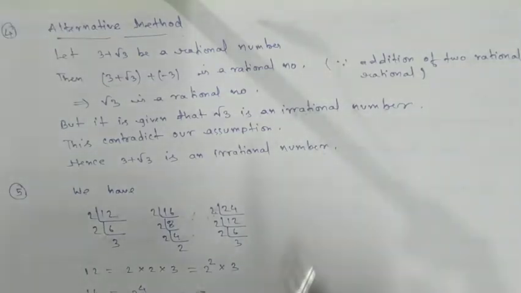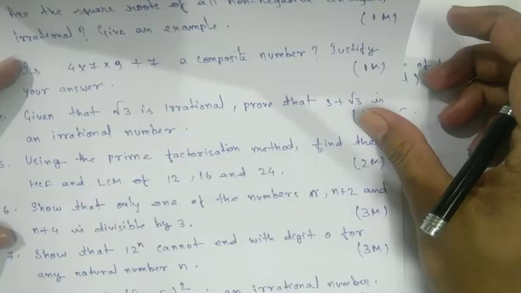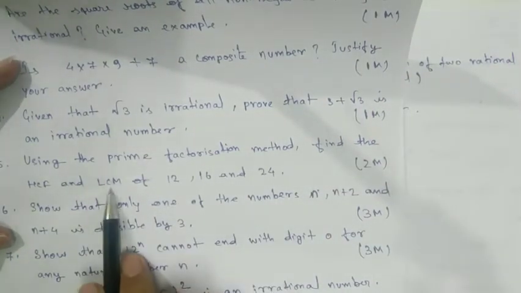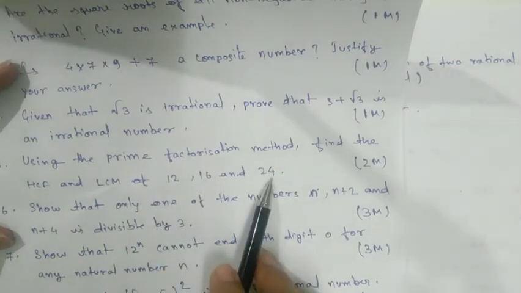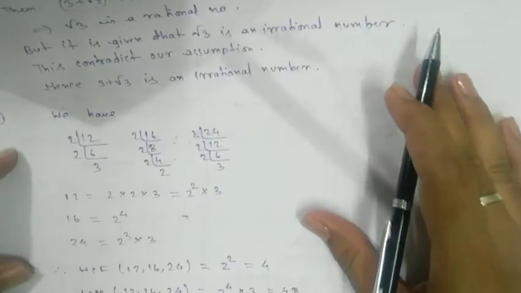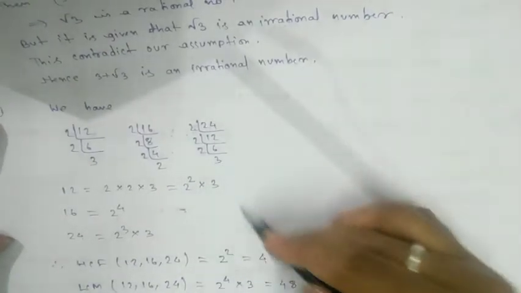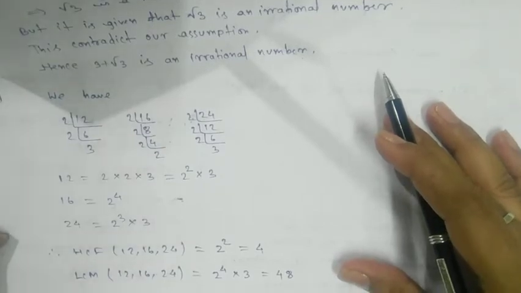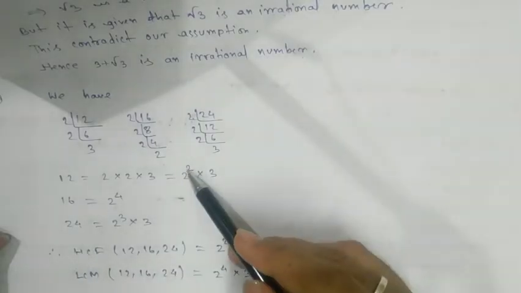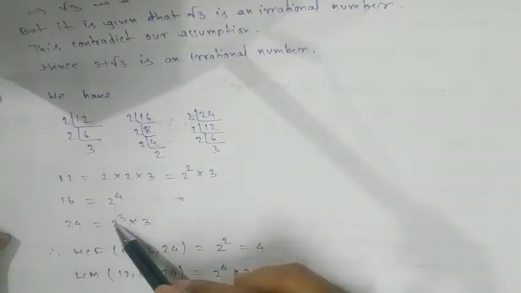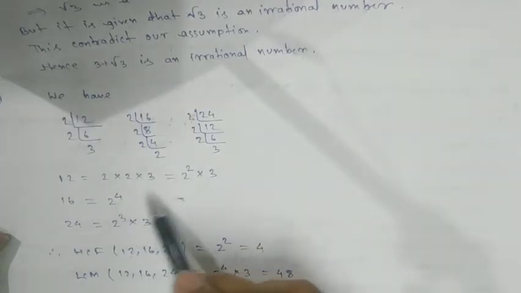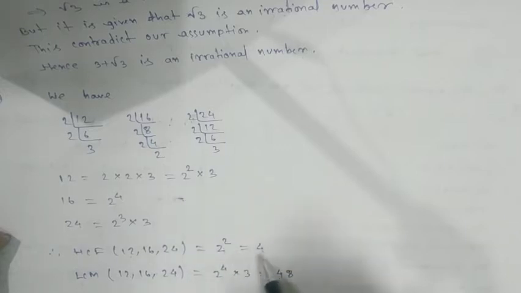Next problem, question number 5. Using the prime factorization method, find the HCF and LCM of 12, 16 and 24. I hope you know how to solve it. We have already discussed this type of problem in our classes. This is your method. You just write the numbers in prime factorization form. For HCF, if the number is common, then you take the lowest power. Here 2 is common, so we take the lowest power one. So here is our answer.